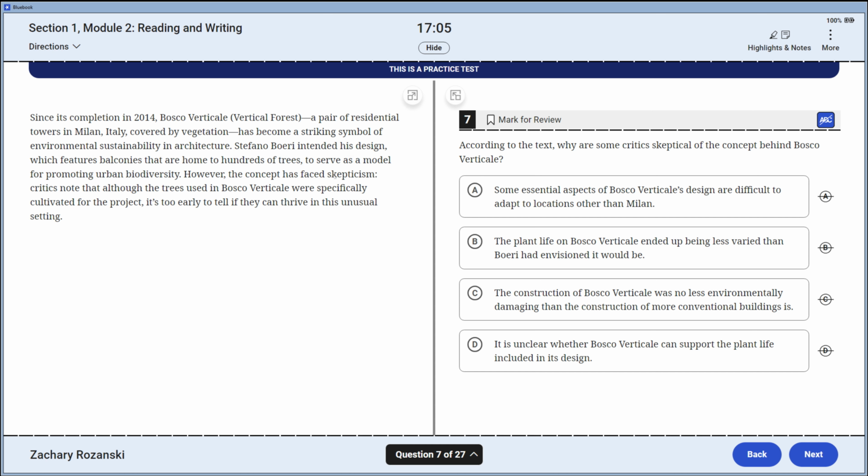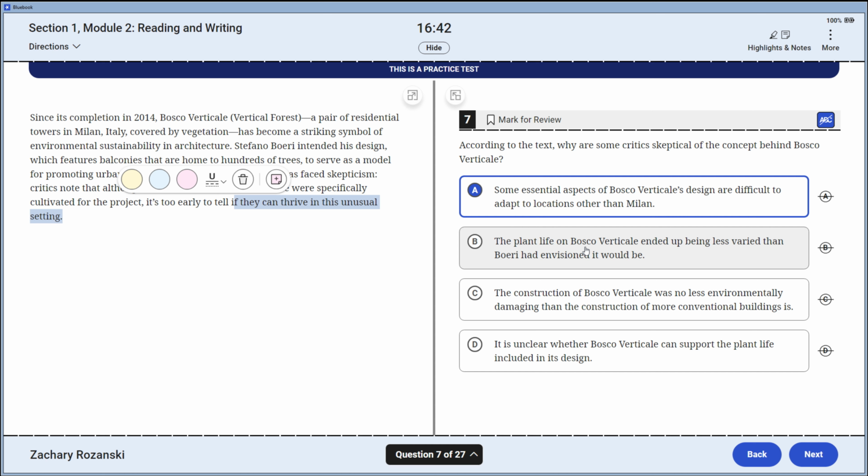However, here we go. Faced skepticism, skeptical. This is it. Critics note that although the trees used were specifically cultivated for the project, it's too early to tell if they can thrive in this unusual setting. Okay, now I've got it. Some essential aspects of the design are difficult to adapt to locations other than Milan. The design's difficult to adapt. I dig that. We seem to have the concept here.